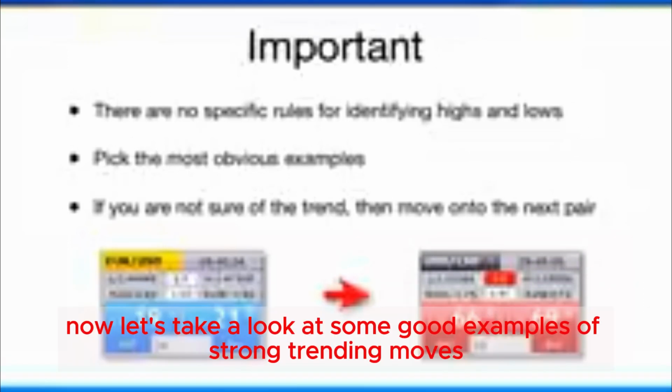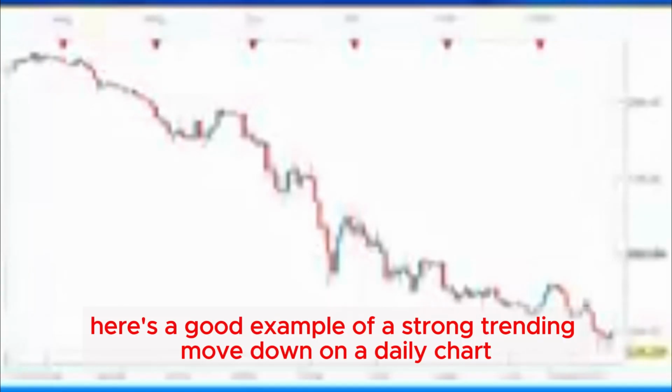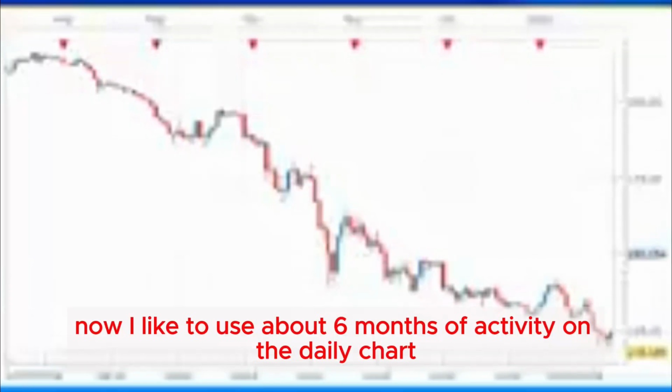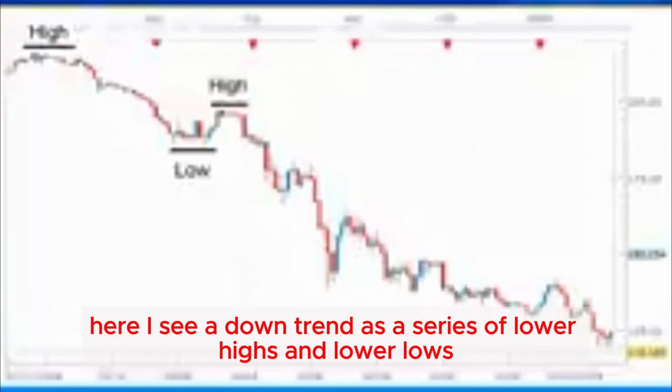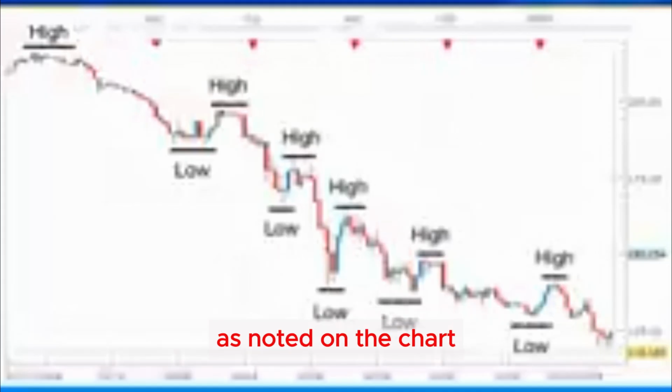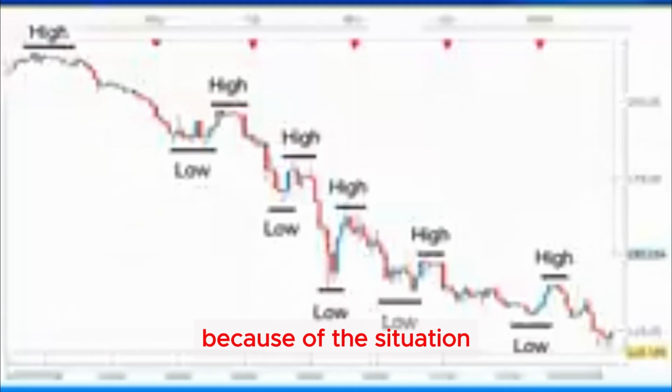Now, let's take a look at some good examples of strong trending moves in different currency pairs and different time frames. Here's a good example of a strong trending move down on a daily chart. Now, I like to use about 6 months of activity on the daily chart to get a good feel for the mood of the market. Here I see a downtrend as a series of lower highs and lower lows, as noted on the chart. This is a good environment to be looking for selling opportunities because of this situation.